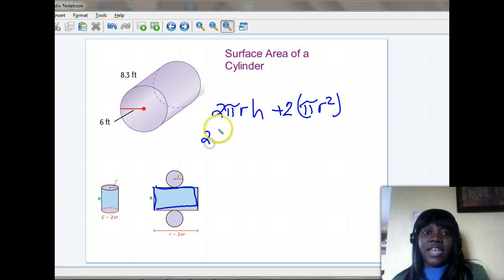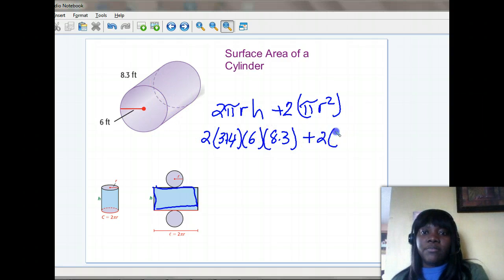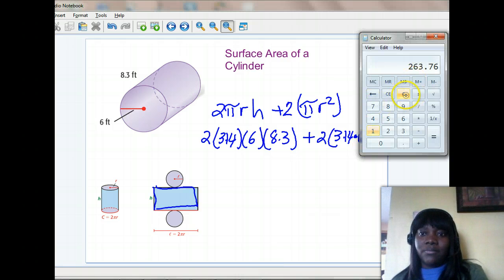Now my 2 stays, times 3.14, times the radius, which is 6, and the height is 8.3, plus, now that is only for the lateral area. Now for the bases we do 2 times 3.14 times 6 to the second power. Again, we are only squaring the radius exactly. Alright, so let's bring out our calculator so we can do this.